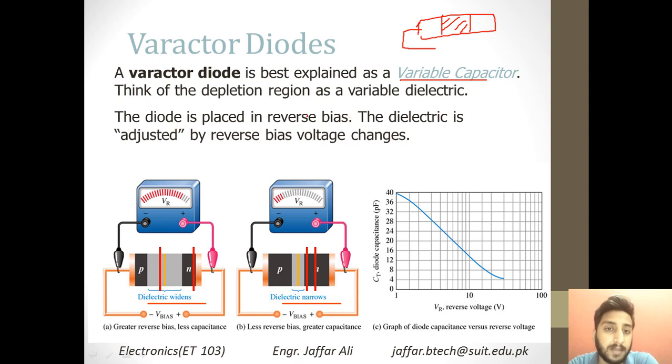And this capacitor can be used as a source of power. If you want to do that, you can also store some charge in that diode as well. And the medium will be used as the dielectric, and it is adjusted by the reverse bias voltage, and that will be variable.